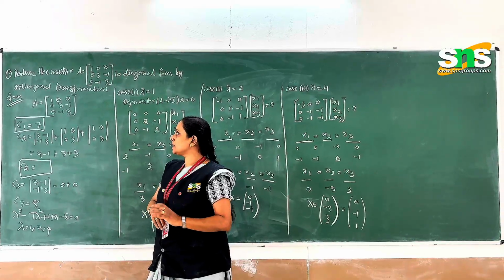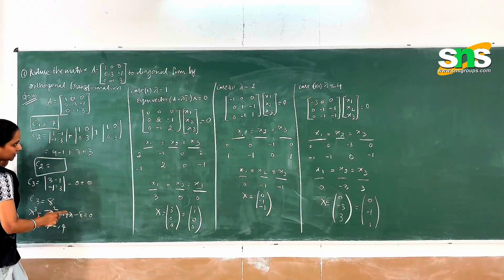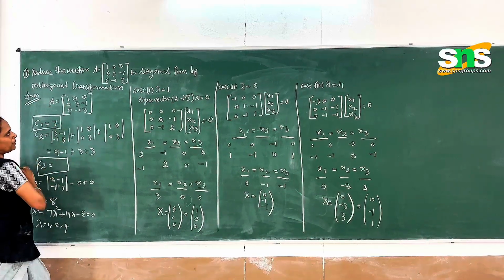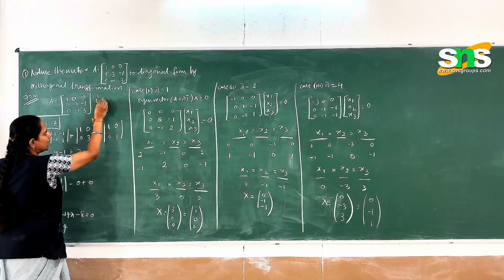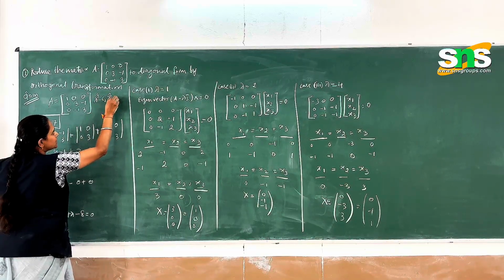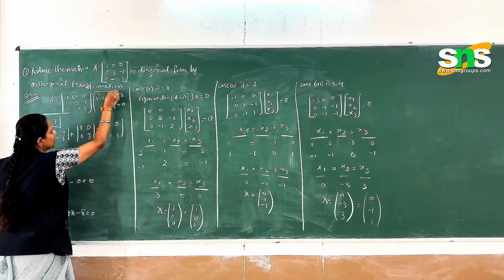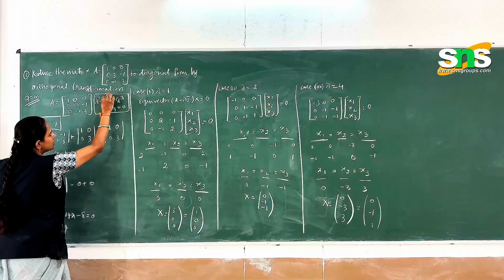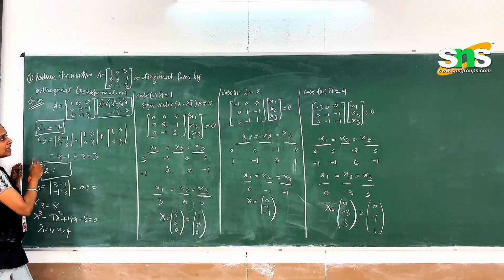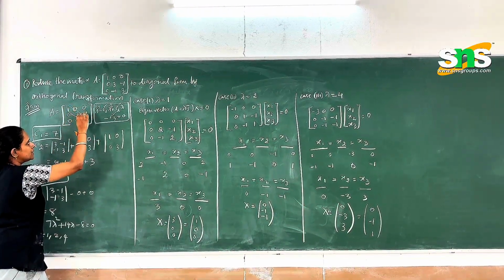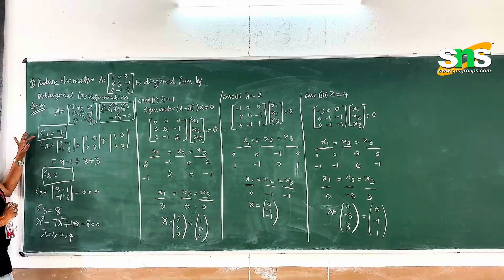Okay, first we are going to see what the steps are here. The first one is to find the characteristic equation. It is a 3 by 3 matrix, so the characteristic equation is lambda cube minus C1 lambda square plus C2 lambda minus C3 equals 0. Here we are going to find C1, C2, C3. C1 is 7. How? The sum of the diagonal elements is C1, that is 1 plus 3 plus 3 is 7. So the C1 value is 7.